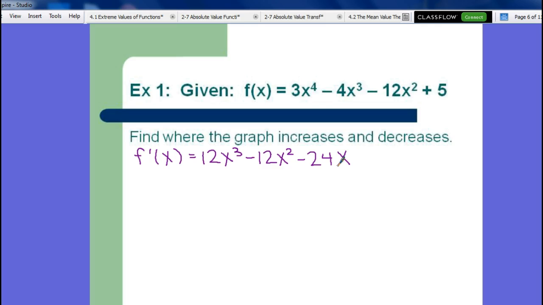What would you do to this function to make it easier to find the zeros of it? 12x. Exactly. Take out your GCF.